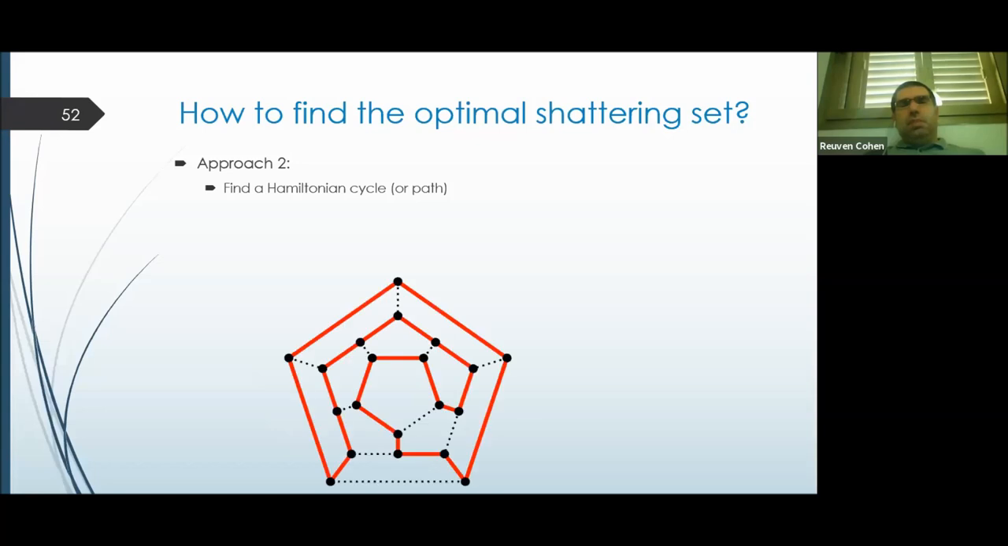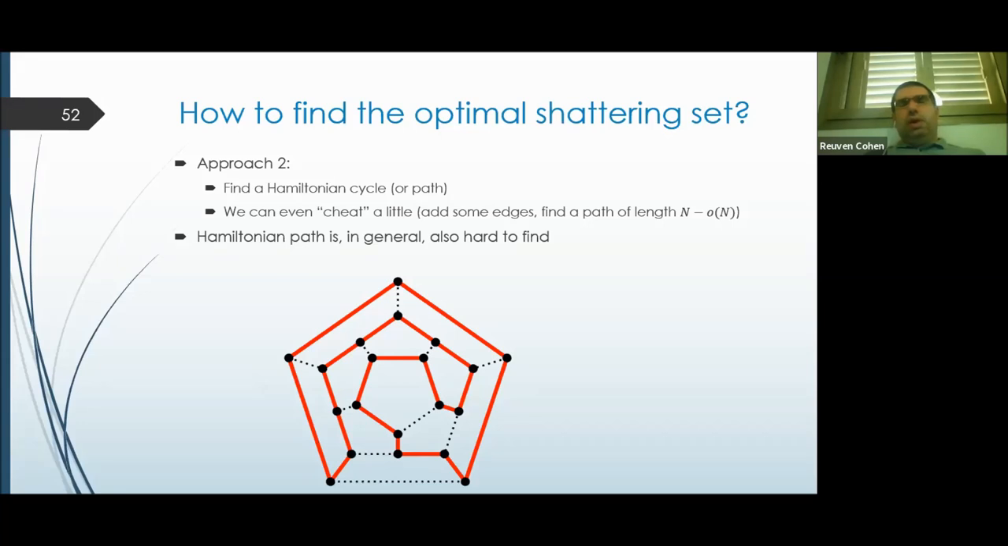Suppose we have the graph, let's find the Hamiltonian cycle in the graph. So this again is hard for general graphs. However, it is not hard for random graphs. There are polynomial algorithms that find the Hamiltonian path. A Hamiltonian path is a path that goes through each node exactly once. So you can see an example here, this is the Hamiltonian cycle. It goes through each node exactly once, covers the whole graph and returns to the original node.